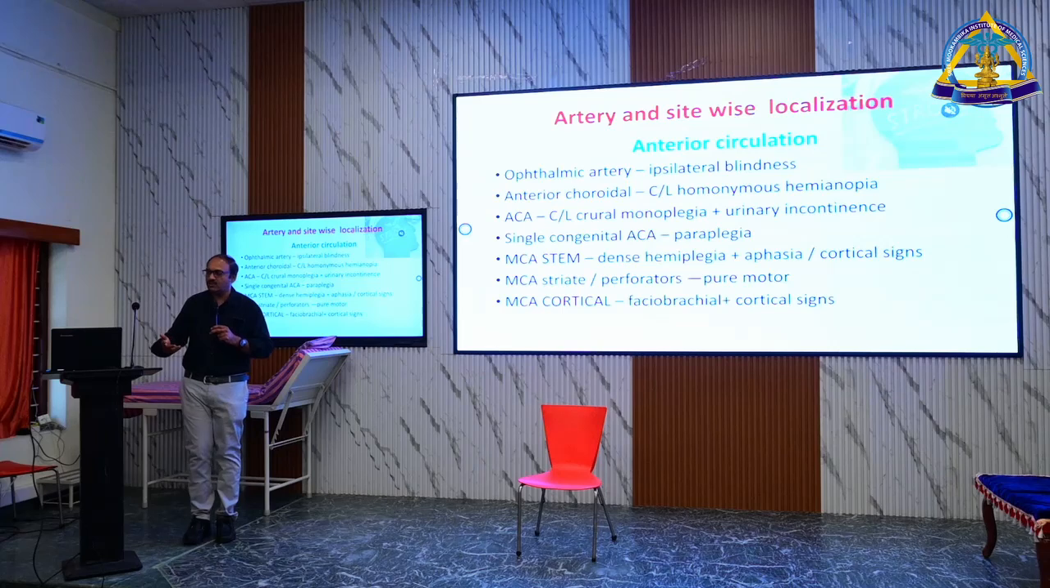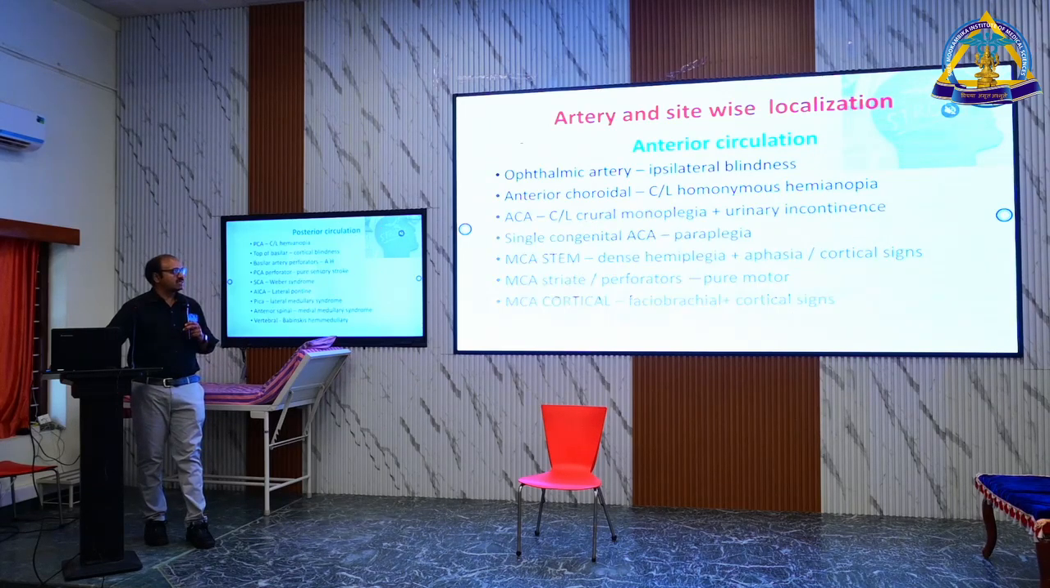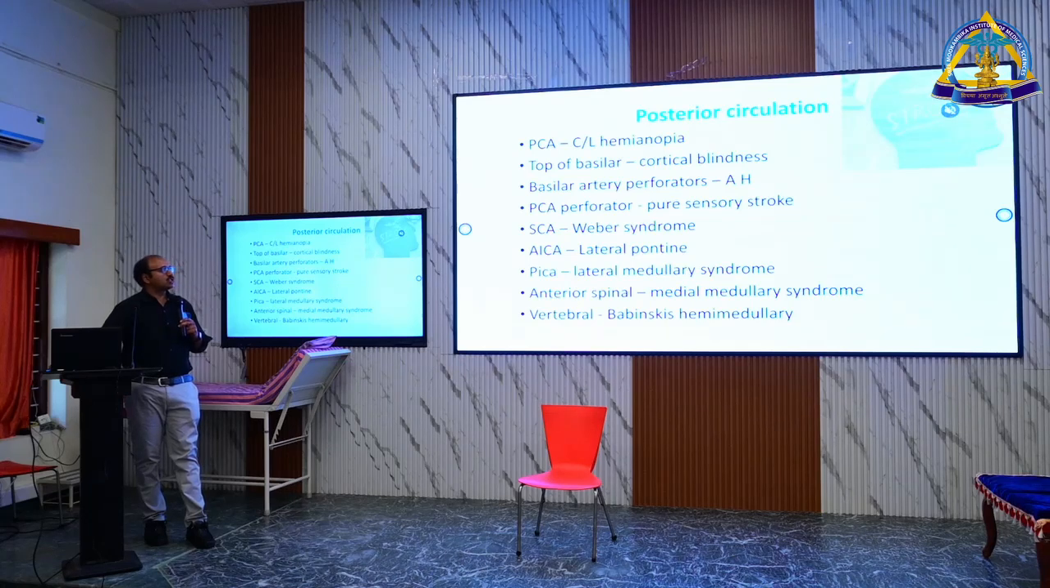MCA can come in a variety of patterns. So you have to say whether it is MCA stem, whether it is MCA perforators, or whether it is MCA cortical branch, superior division or inferior division. Posterior circulation also: top of the basilar is called cortical blindness. What about basilar artery perforators? Ataxic hemiparesis. What about PCA perforators? Already all these are things we have already told.